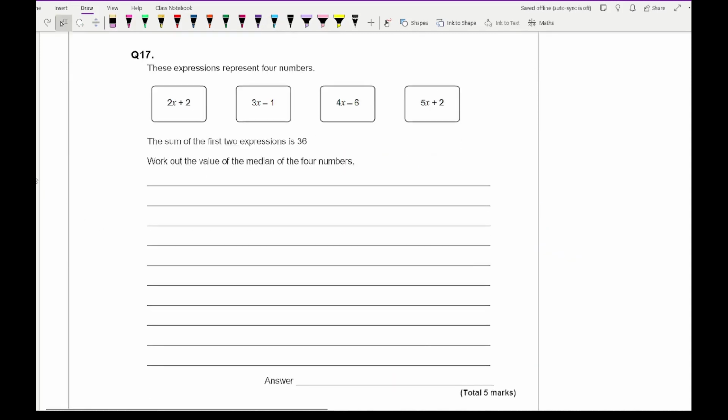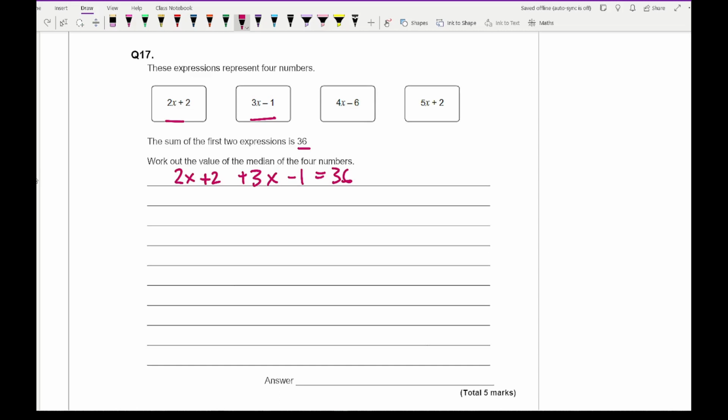Moving on to question 17, it says these expressions represent 4 numbers. The sum of the first 2 expressions is 36. Work out the median of the 4 numbers. So what we need to do here is first of all work out what x is. Now it says that the sum of the first term, so if I add the first 2 cards together, it tells me that that's got to add up to 36.